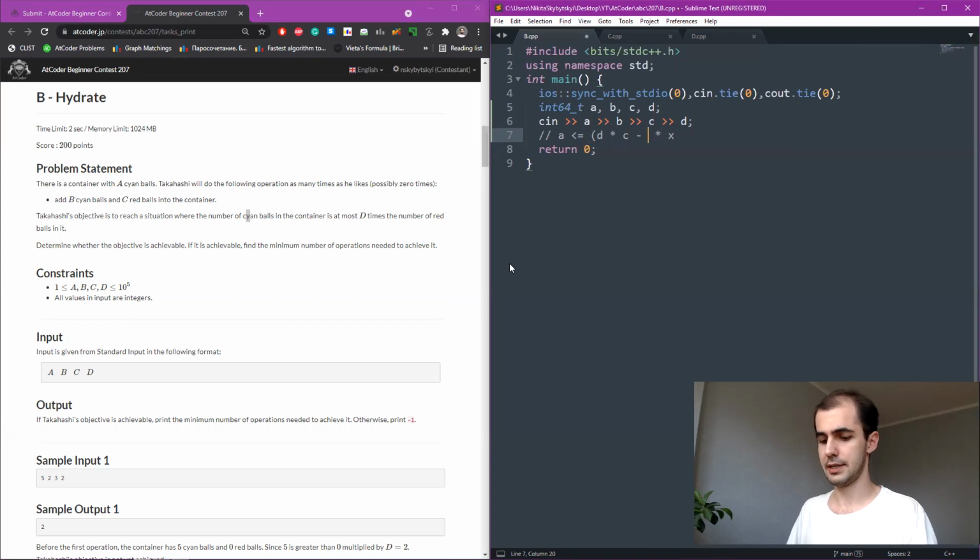You subtract Bx from both sides and you say, well, okay. Now I can divide over that, and here we go. X is at least that thing. So, again, if this is negative, wait a second, if this is negative, then what?